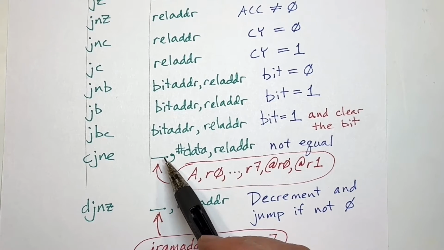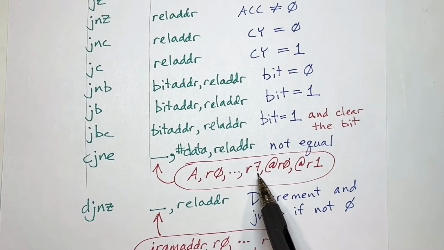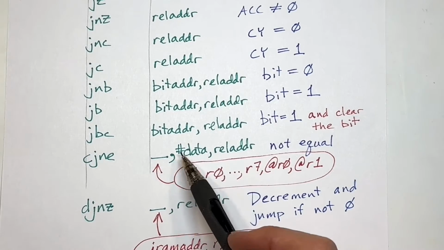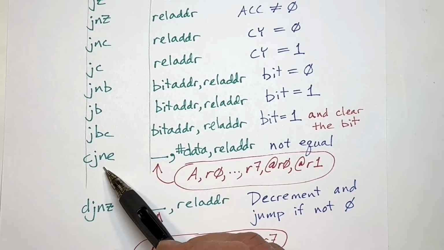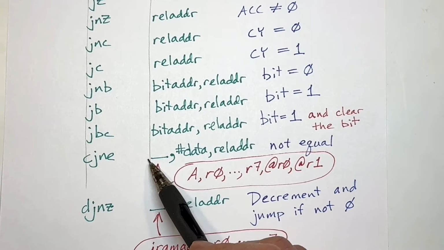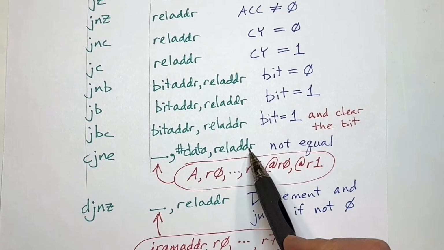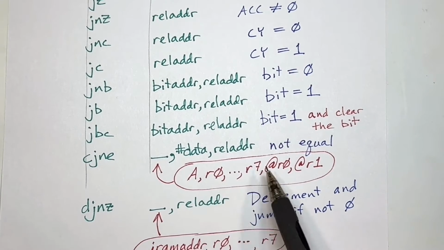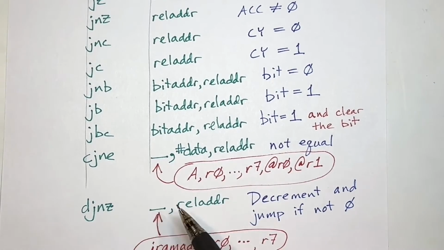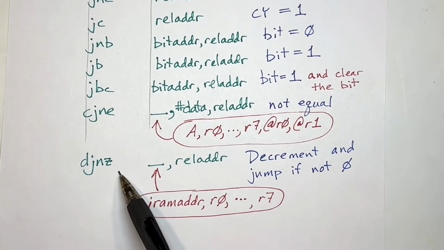And this operand can be a register A or one of the 8 registers, or we can use indirect addressing with R0 and R1, and it compares it to an immediate value. So this instruction would obviously be 3 bytes, one for the opcode, one for the immediate data, and one for the relative address. And given that there are 8, 9, 10, 11 of these instructions, registers, there would be 11 variations. And here we have a decrement and jump if not 0.